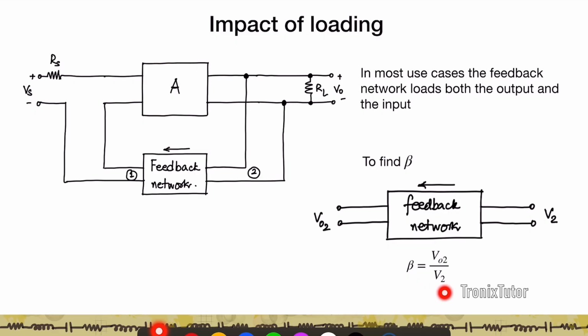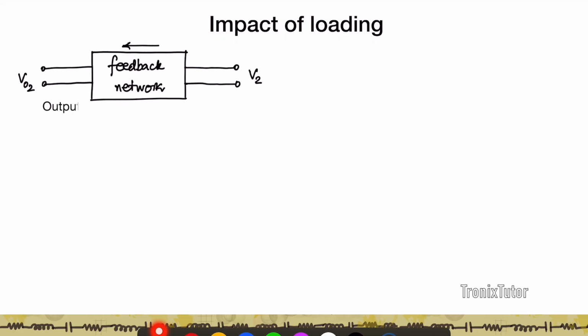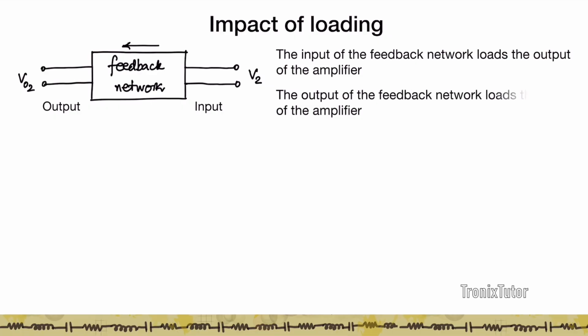And so this beta is essentially the gain from node 2 to node 1 when node 1 is open circuited, because I'm sending it as a voltage. Now once I've done that, my next step is to find the input and output resistances. Remember, in the feedback network, the input of the feedback network loads the output of the amplifier, and the output of the feedback network loads the input of the amplifier, right?